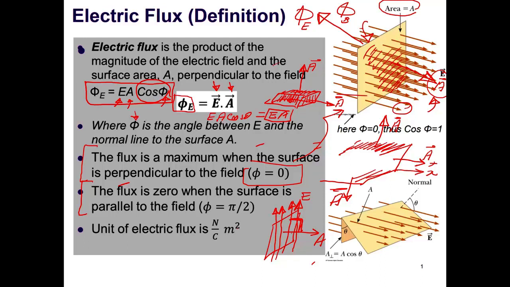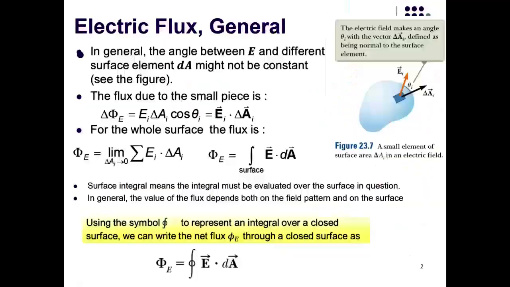Okay. The unit is simply the unit of these two parameters, right? So the unit of it is equal to Newton, because electric field is Newton divided by Coulomb, and area is simply meter squared. But this is a special case, right?